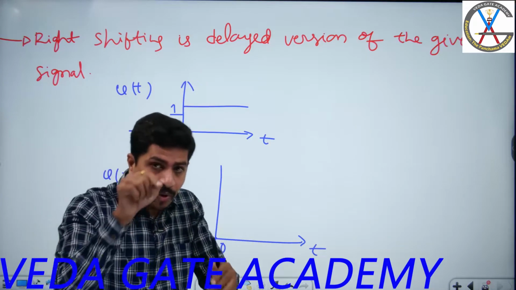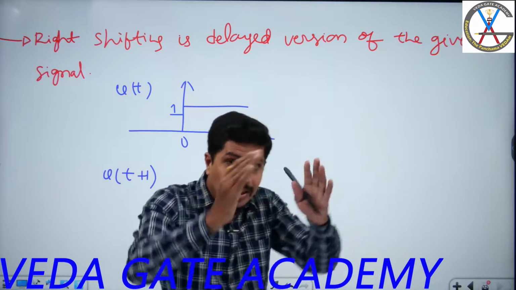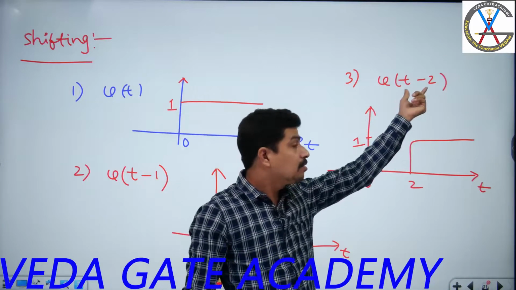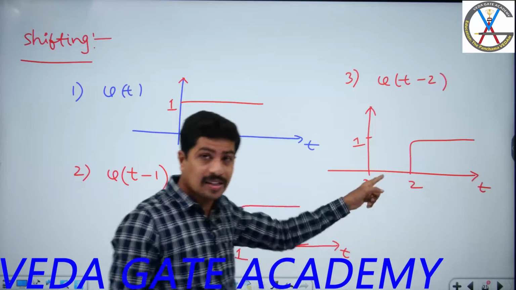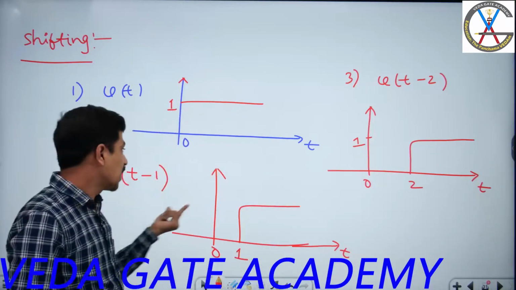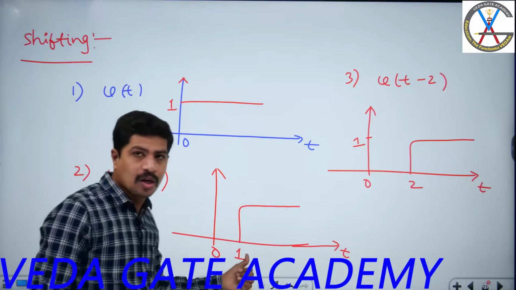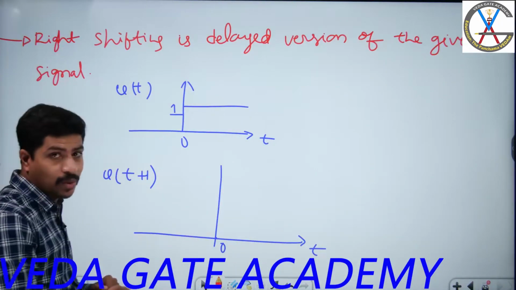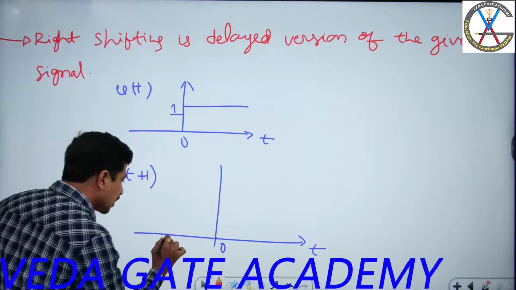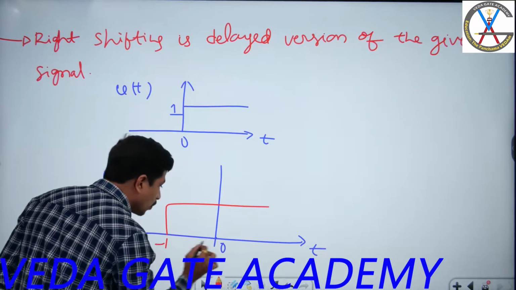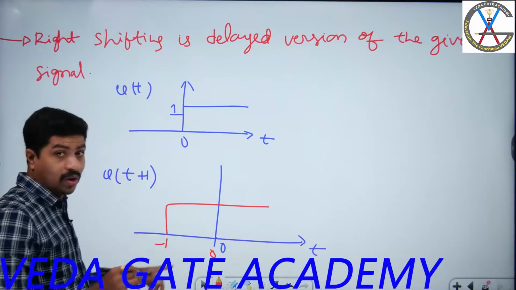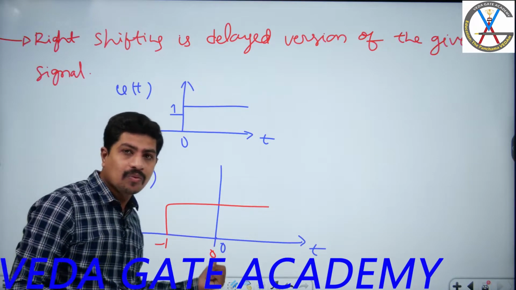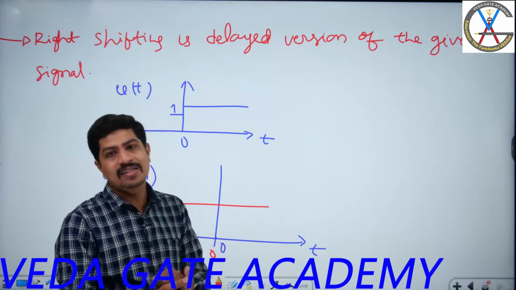If you want to know at what point of time the signal is starting, make that bracket term equal to 0. Here also we did the same. T minus 2 equal to 0, t equal to 2, so it is starting at t is equal to 2. T minus 1 is equal to 0, t equal to 1, so it is starting at t is equal to 1. Observe u of t plus 1: t plus 1 is equal to 0, t equal to minus 1. This signal is starting at t is equal to minus 1. The original signal is starting at 0. It is already started at minus 1. Therefore this is the advanced version of the given signal.